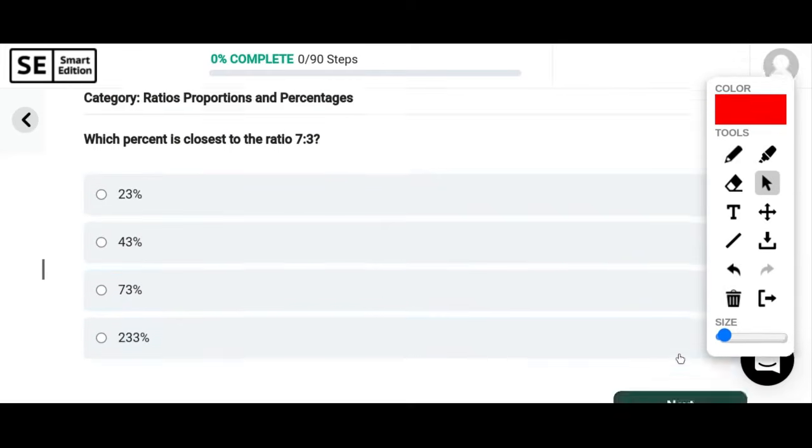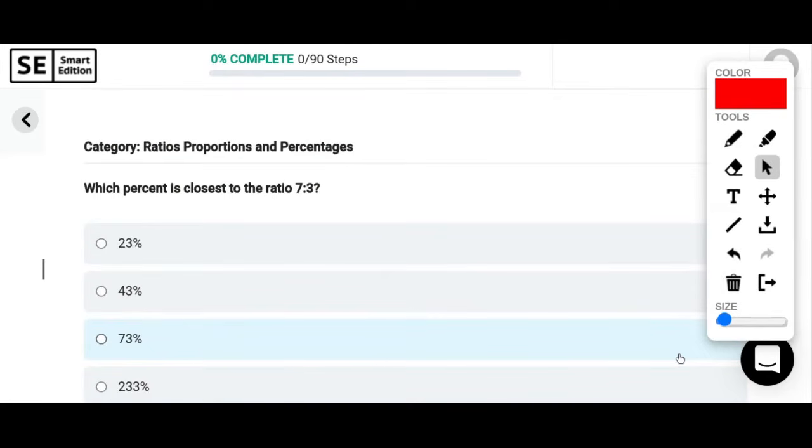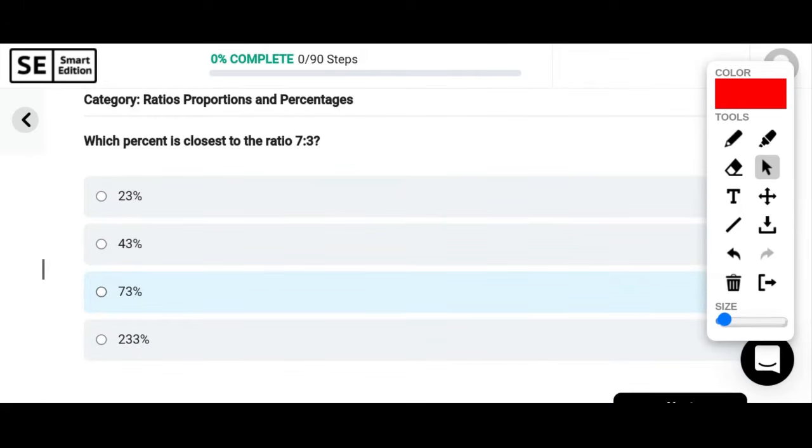Okay, moving right along here. We have another percent question. Which percent is closest to the ratio 7:3? So when we're talking about ratios, this one is written with that colon. But we can also write that as a fraction. So 7/3 is another way to write that. So 7/3 we need to turn into a percent.